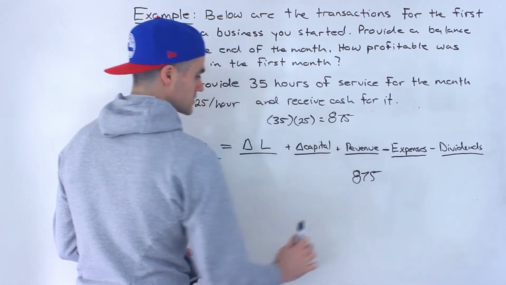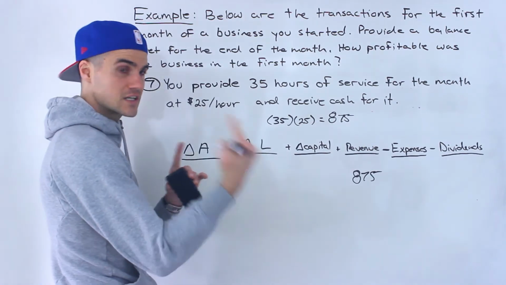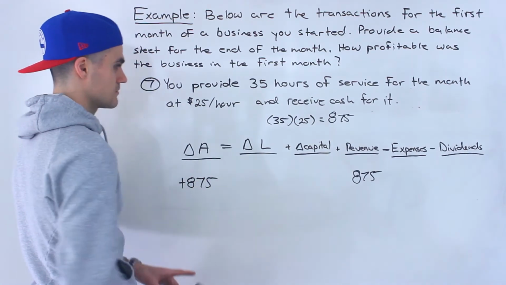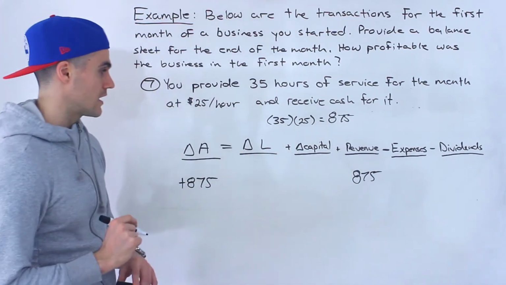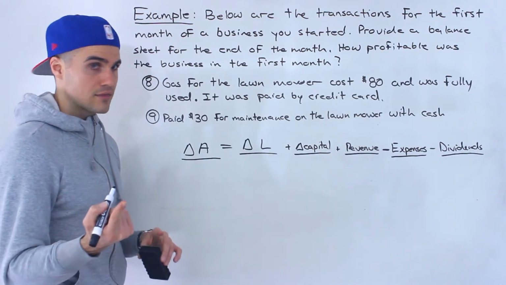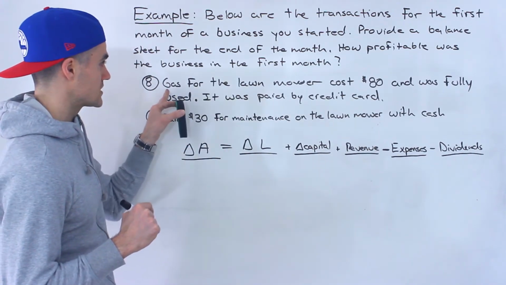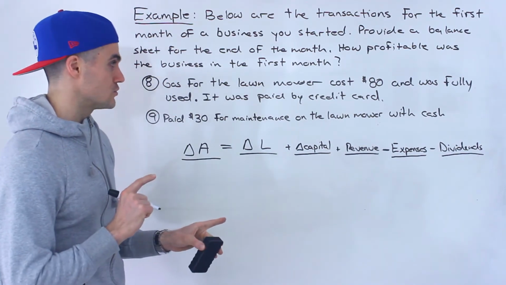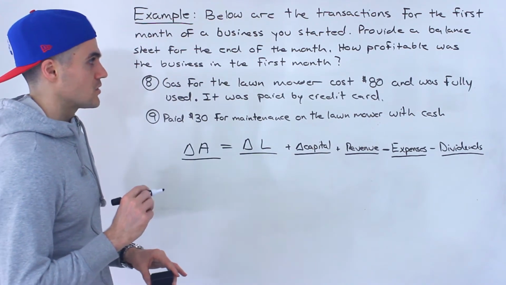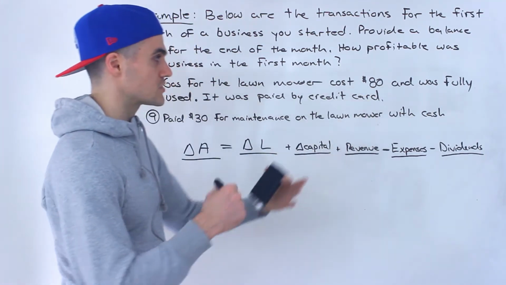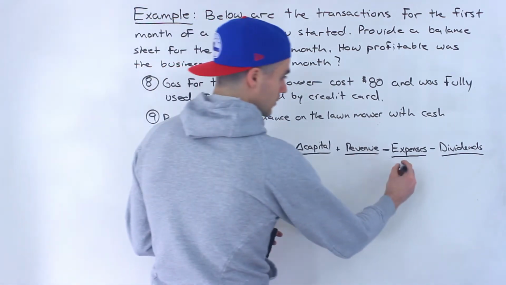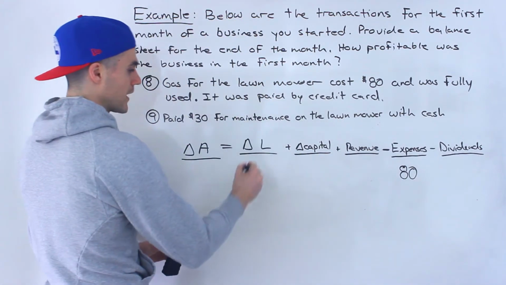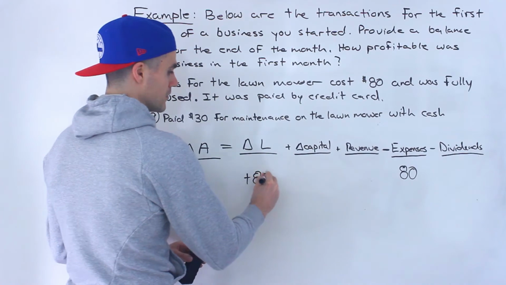All of this in this column is going to be a positive. And then you received cash for it, which is going to make your assets go up. So this is going to be plus $875. Notice left side, right side are balancing. Moving on to the 8th and the 9th transaction. So the 8th transaction, gas for the lawnmower costs $80 and was fully used. It was paid by credit card. So the fact that it was fully used, it was consumed in this period, so that's going to be an expense, minus 80. And the fact it was paid by credit card, our liabilities are going up by 80.